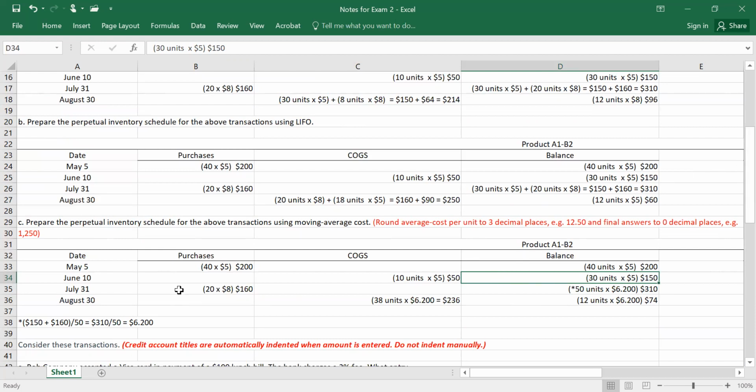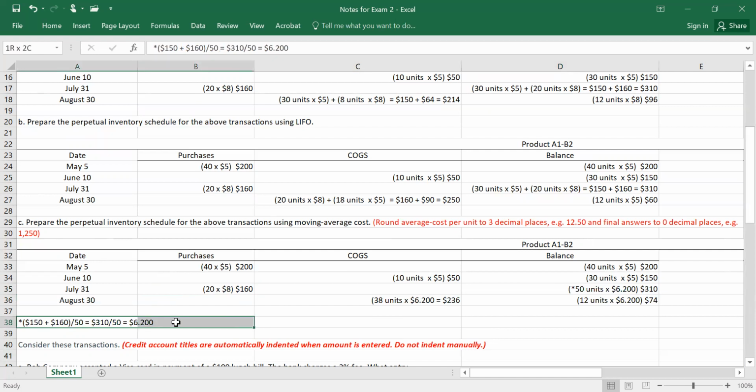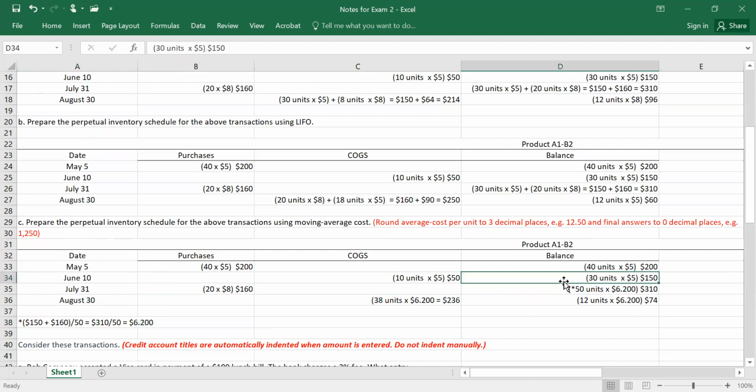We're going to actually get the same ending number from the July 31st, but we're going to do it a little differently. So the first thing we have to do is we have this purchase. We purchased 20 items at $8 per unit, which is 160. And then if you remember, we still have 30 of these units left, right? So here is where I'm calculating it. So we had 150 left, right? The 30 units at 5 per unit is 150.